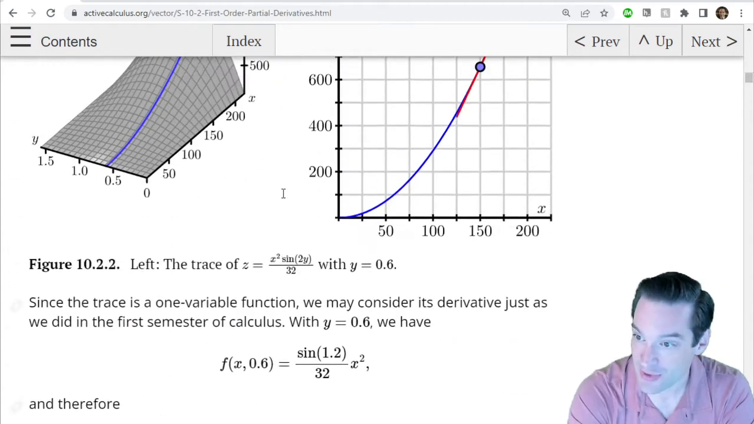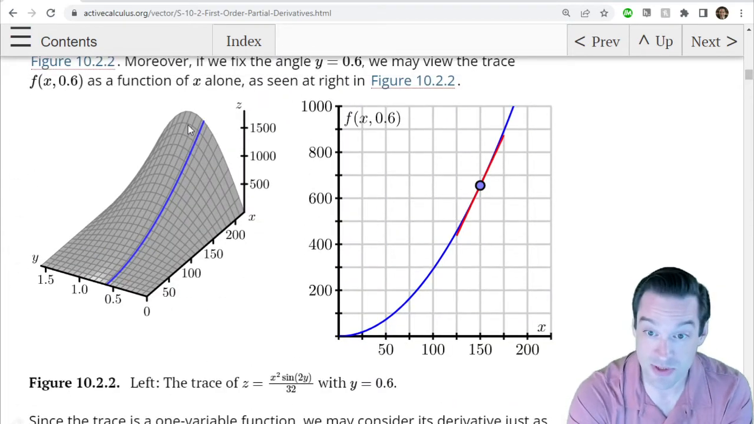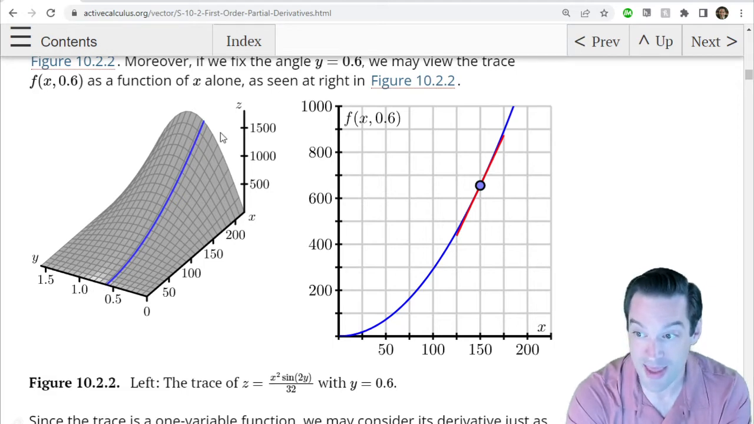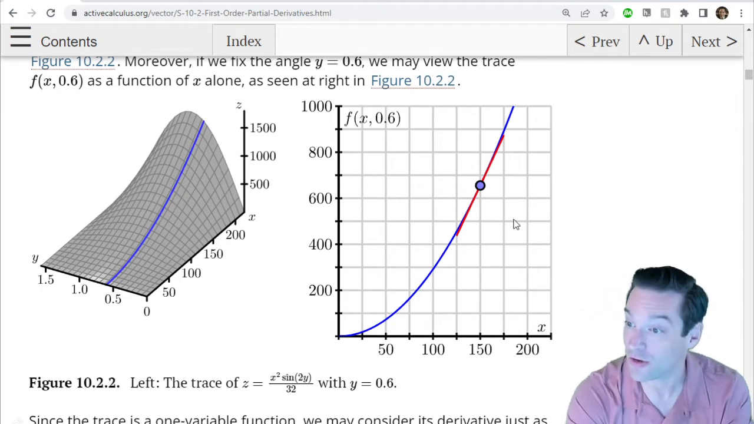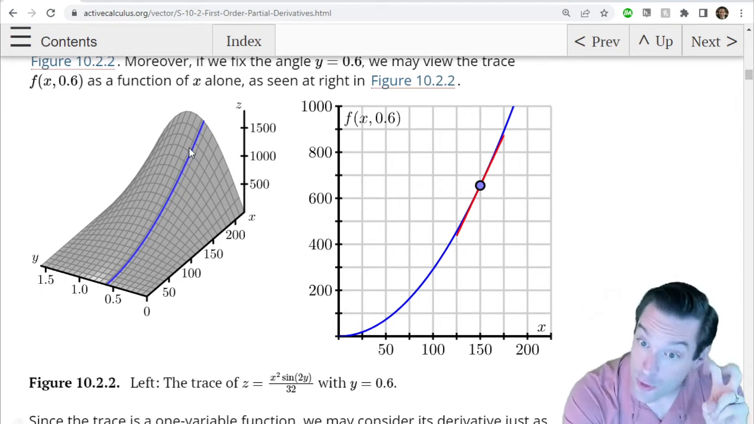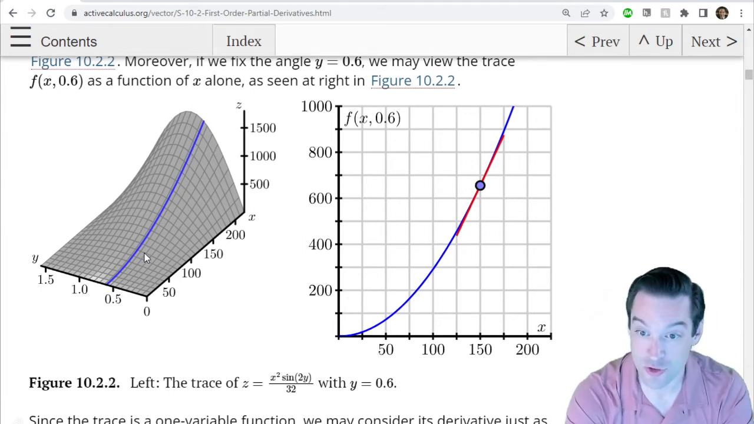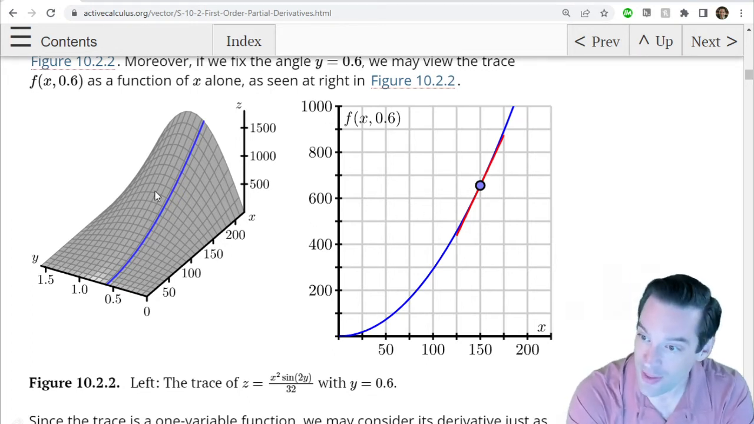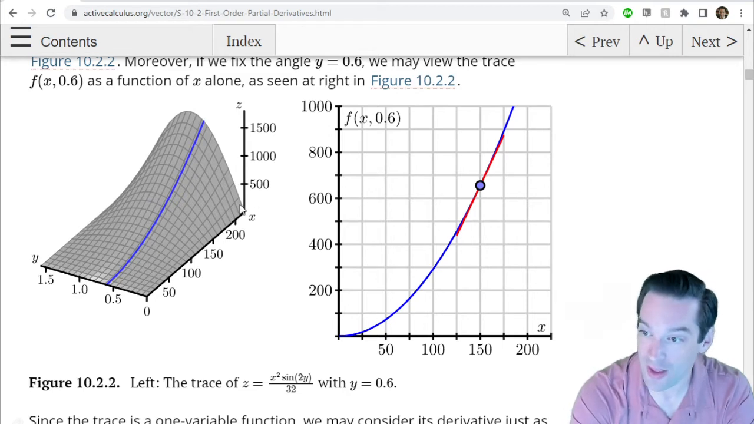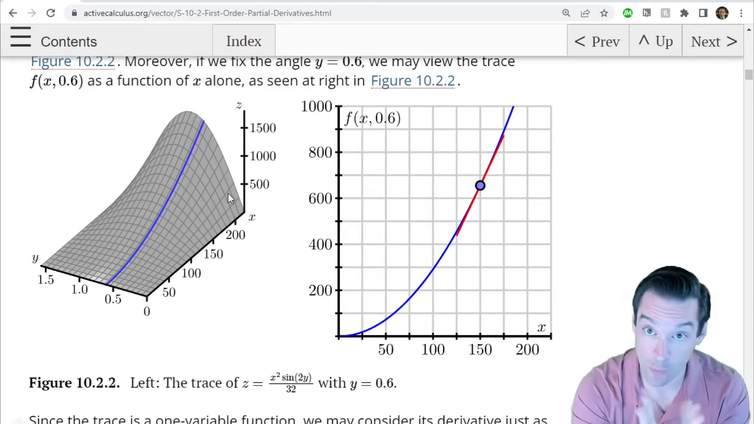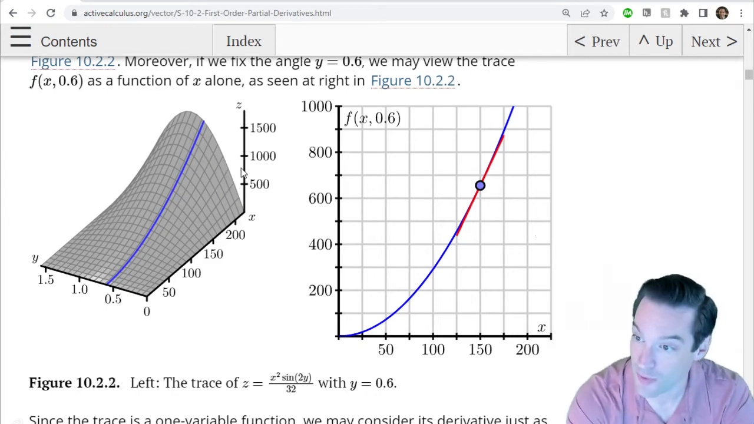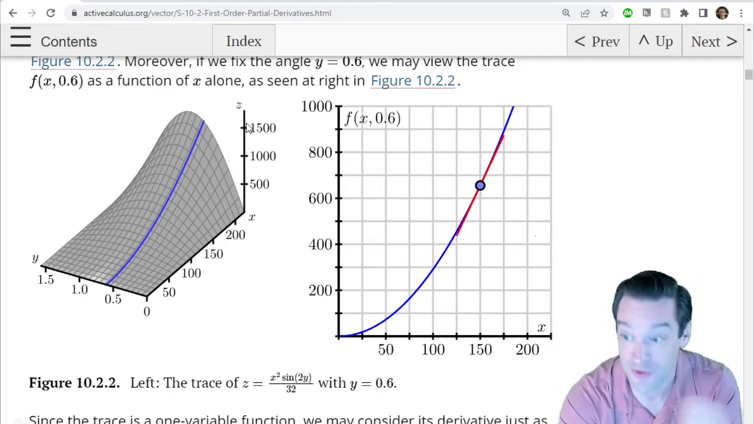And again, as I was saying in the first activity, what we're really doing is taking a trace. A trace at a constant value of y gives me a trace in the x-axis direction. And then the slope of a tangent line to that curve is also going to give me the slope of a line that's tangent to my graph in three-dimensional space. And that line is going to be parallel to the xz plane, because only x is varying and y is being held constant.